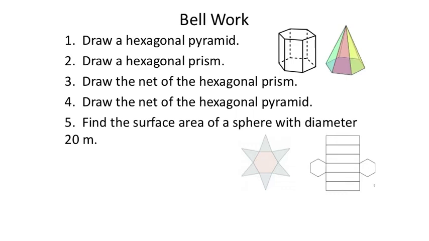All right, there's a hexagonal pyramid and prism for you, and then we drew the nets of these as well. Of course, the one that looks like a star is for the pyramid, and one of the rectangles is the prism. And the surface area of a sphere with a diameter of 20, of course, you'd have to find the radius, which is 10 meters, and then use the formula to solve that.